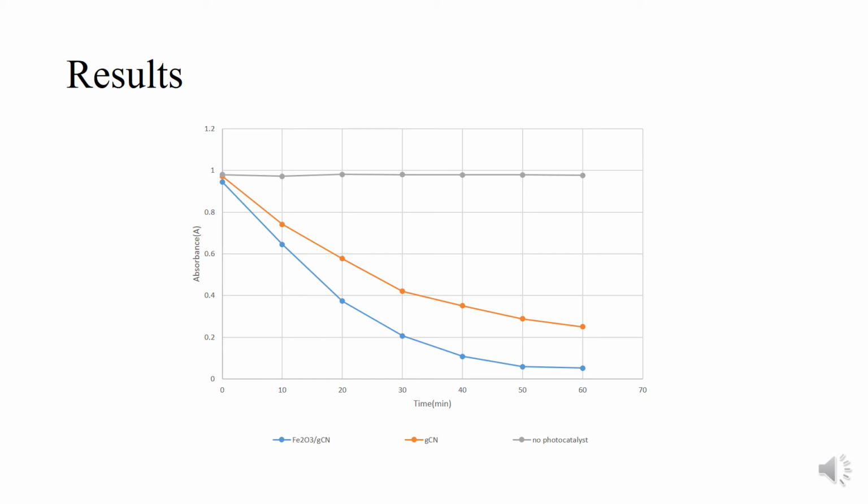This is the experimental data. The blue line means that the added photocatalyst is a composite photocatalyst synthesized by graphite carbon nitride and iron oxide. The orange one means a single photocatalyst, graphite carbon nitride, and the gray one means no photocatalyst. The data shows that the degradation efficiency of composite photocatalysts in 1 hour is 95%, better than 75% of the single photocatalyst. And then I'm going to talk about the following experiments.